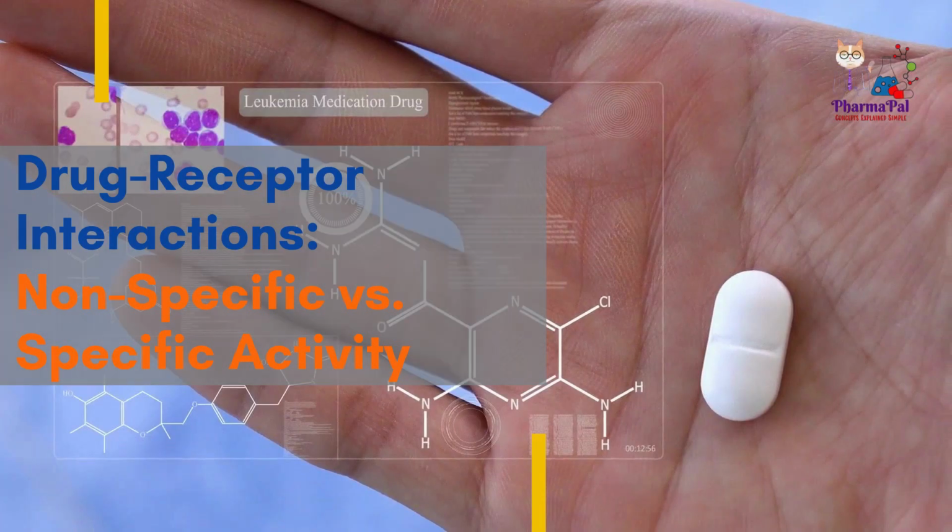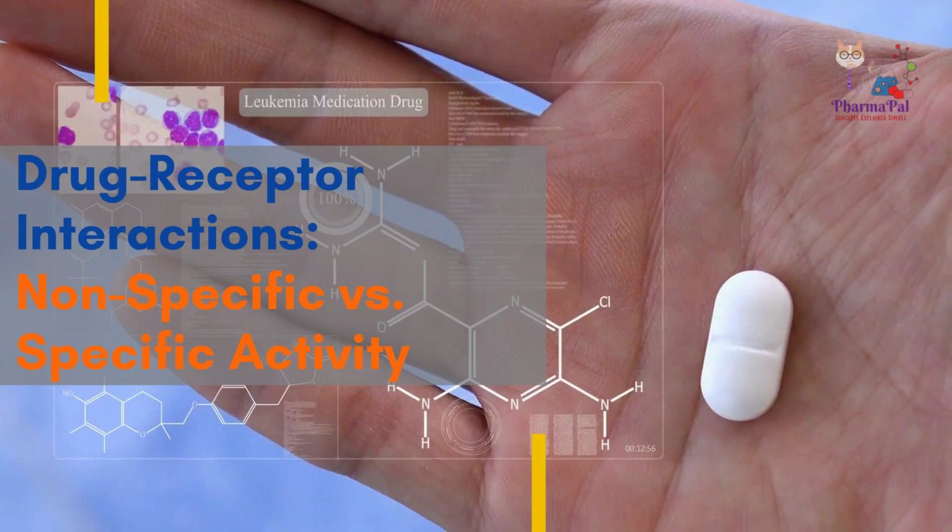Speaking of efficacy, this brings us to agonists and antagonists. Agonists are drugs that bind to receptors and activate them, producing a biological response. Think of them as the activators. Antagonists, on the other hand, bind to the receptor but don't activate it. Instead, they block the receptor from being activated by other substances. You can think of them as the blockers.